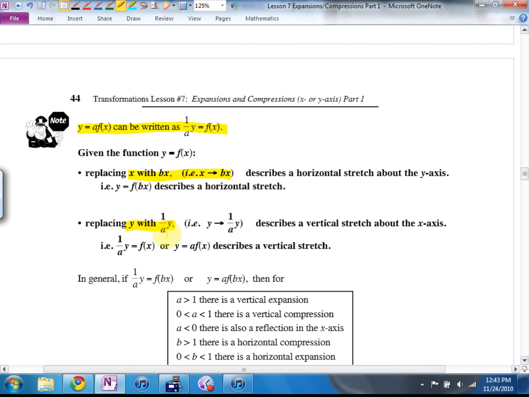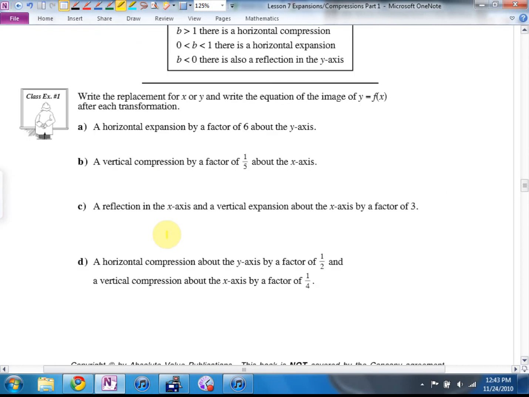Example 1. It says, write the replacement and then write the equation. A: horizontal, x or y? X. Expansion or compression? Expansion, everything's backwards. By a factor of 6, we want to replace x with x divided by 6, or 1/6 x. The equation would look like this: y equals f of x over 6. That will give you a horizontal expansion by a factor of 6.